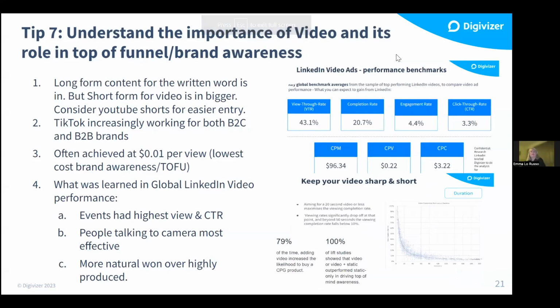So tip 7, understand the importance of video and its role in top of funnel and brand awareness. So we've talked a lot about video, and as you said, Neil, a lot of people on this call are marketers and they would know the importance of video. So I just wanted to share 2 things. We did a research project for LinkedIn, and so we were able to actually get the video benchmarks overall that you could be aiming for.